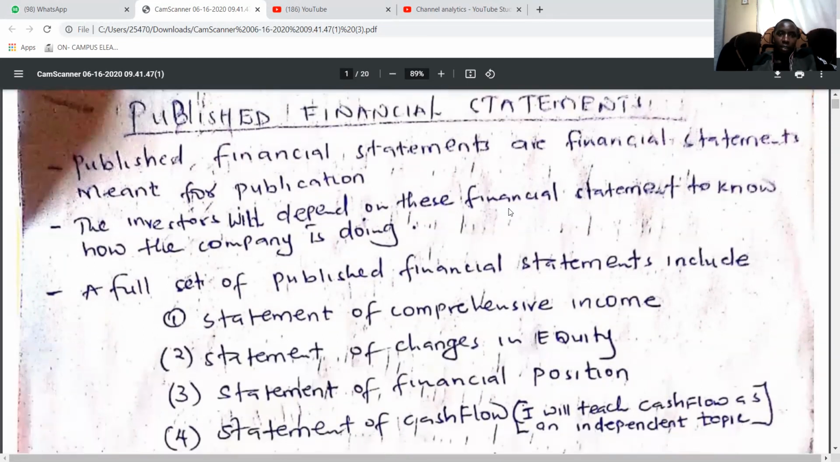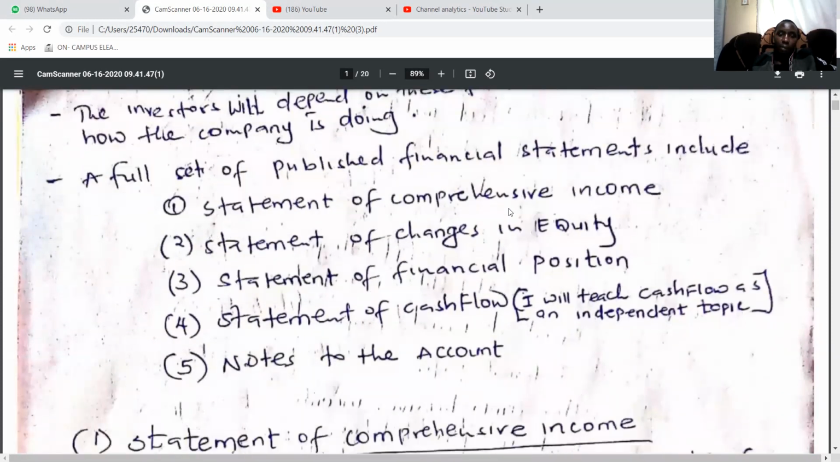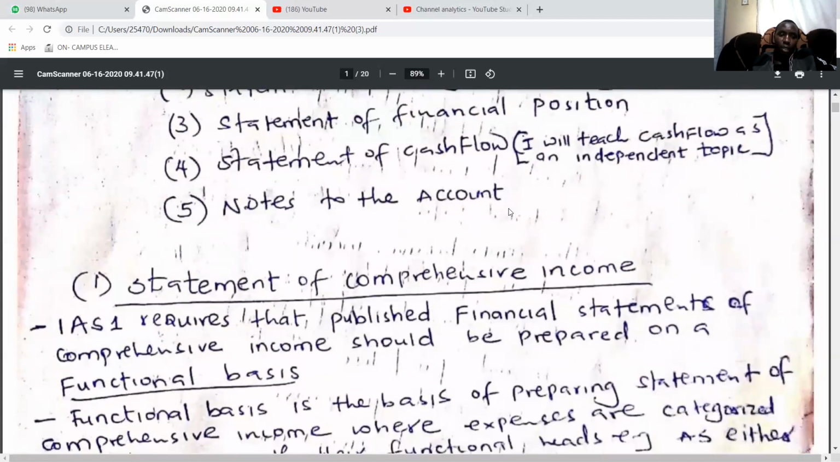But it's just a very simple topic. So published financial statements. I have said that published financial statements are financial statements meant for publication. So the investor will depend on these statements to know how the company is doing. These are some of the statements I've mentioned: statement of comprehensive income, statement of changes in equity, statement of financial position, and the cash flow statement. I have written in brackets that I will teach cash flow as an independent topic, and I've given an explanation why. Then we have notes to the accounts. I've tried to explain that.